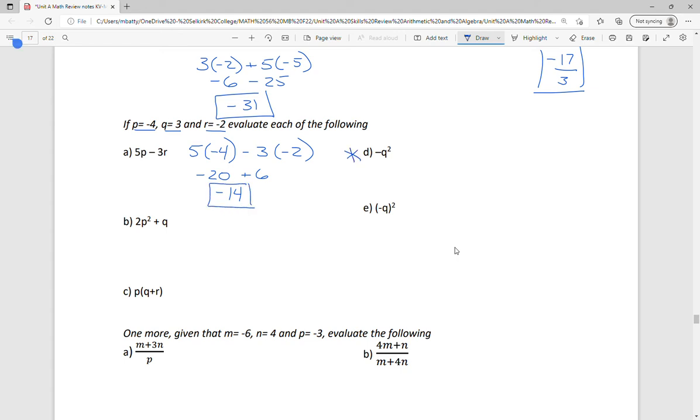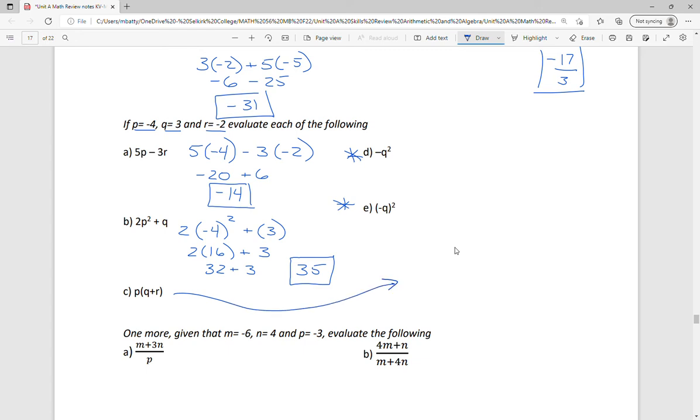I'm going to come back to these ones, the trickiest ones. Subbing in with brackets here makes all the difference in the world. When I subbed a -4 in, that means that it's 2 times a positive 16 plus 3. So 2 times 16 is 32 plus 3. That gives me an answer of 35 on this one.